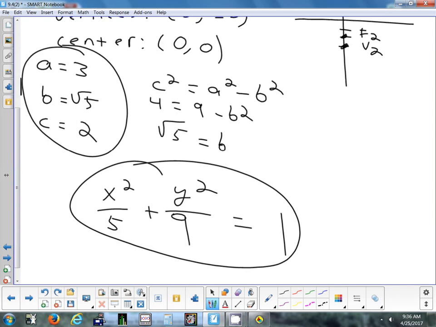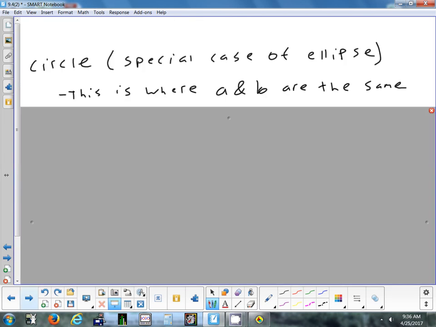Any questions on that one? No? All right. So really, I think those are the hardest. If you understand that, shifting it left, right, up, and down is pretty easy. That's probably the hardest stuff to understand.